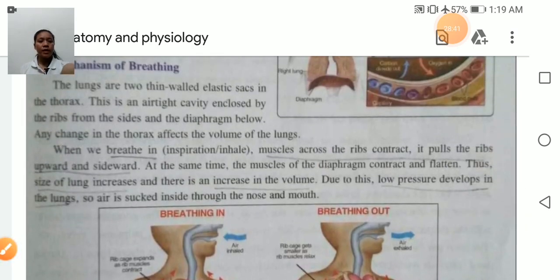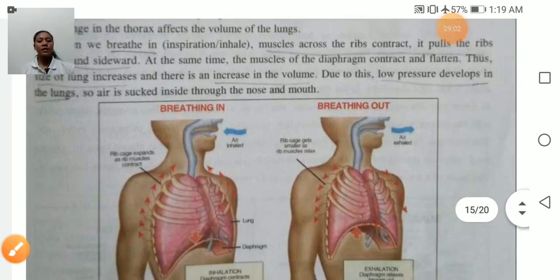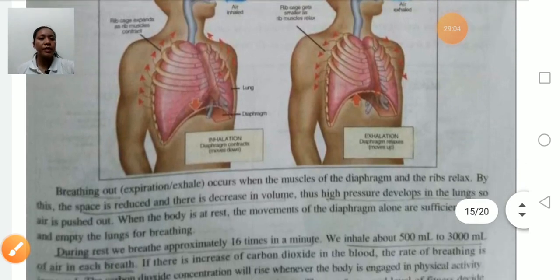During breathing in, the rib cage is pulled upward and sideward, and the diaphragm contracts, moving a little downward, and low pressure is developed in the lungs, therefore the air is sucked inside. This is breathing in, and this is breathing out.